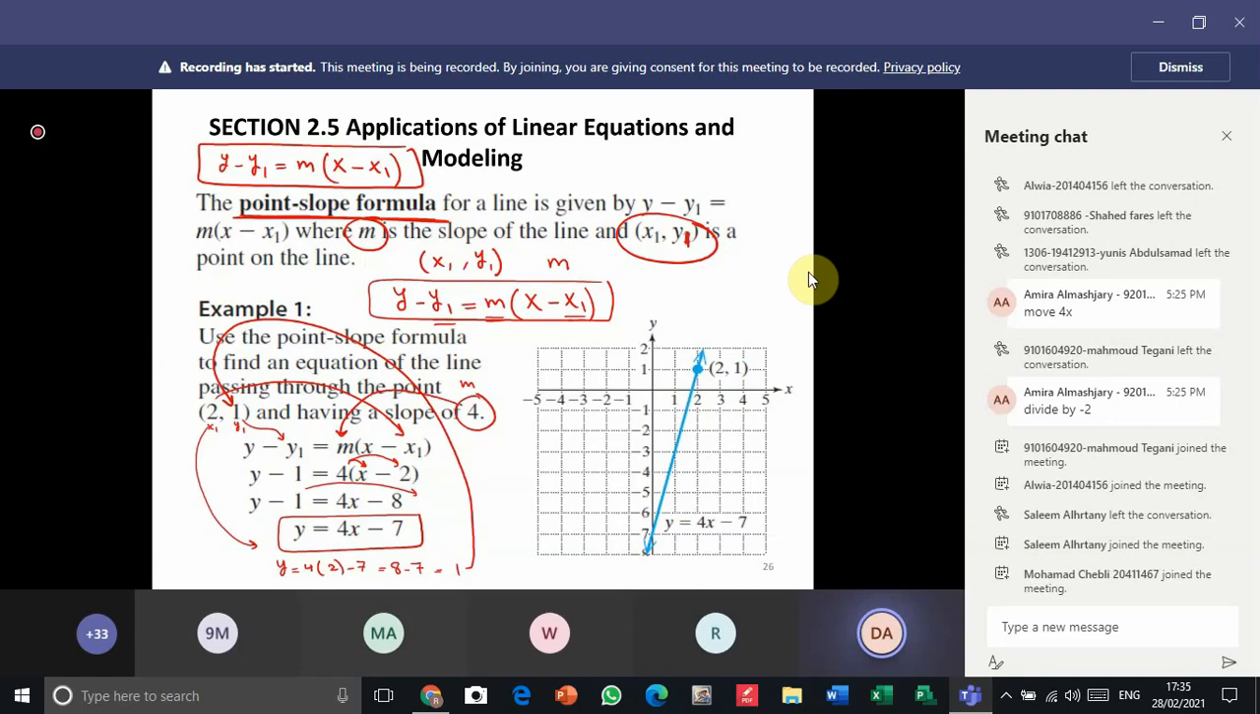So we substitute x equals 2 and obtain y equals 1. This is to verify that this equation is correct.